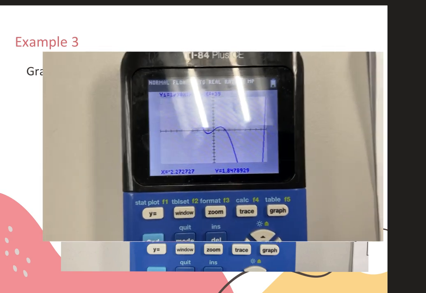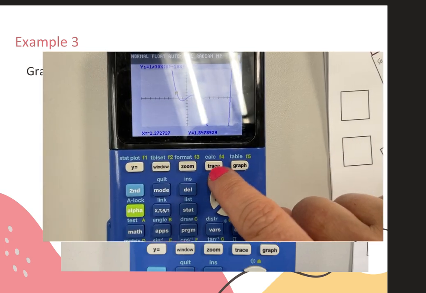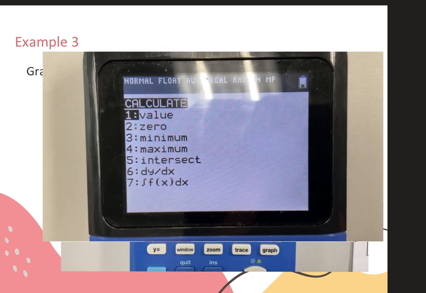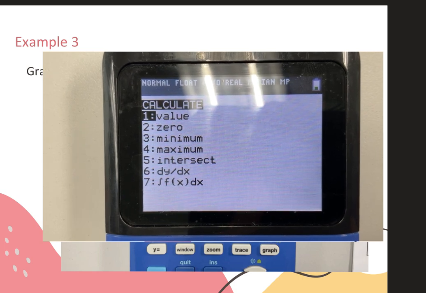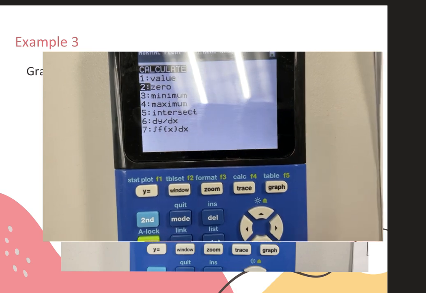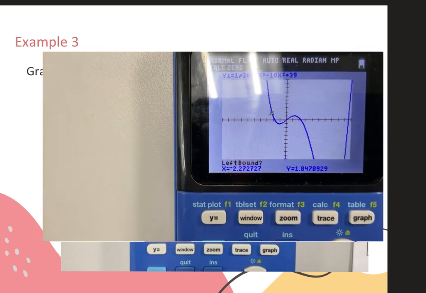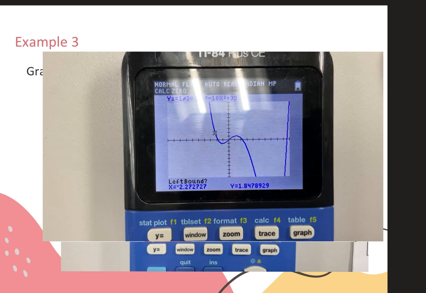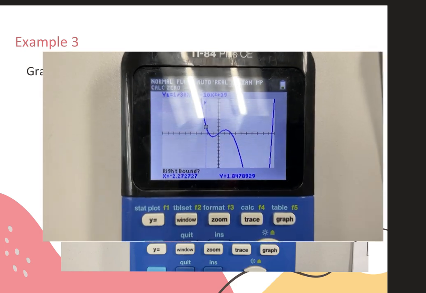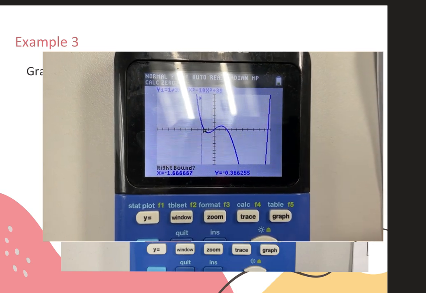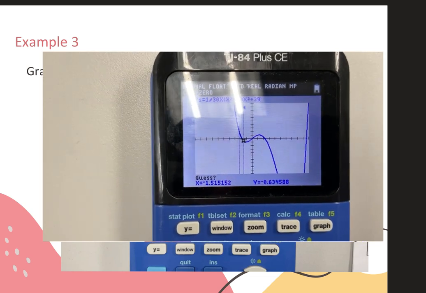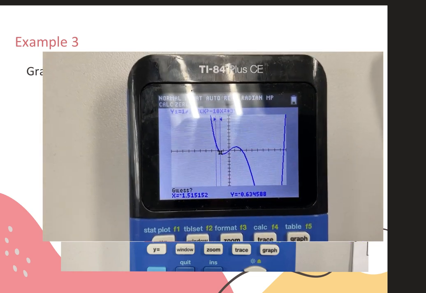The second way to do it, and the best way, is in the menu that's above the trace. So I do second trace, and I get the calculate menu. This is going to become your new best friend, because we're going to do 0, min, max, intersect, all within this chapter. Right now, we want to find a 0, because a 0 is the same thing as an x-intercept. I want to go left of that x-intercept, and I'm there now, so I hit enter. Then it says right bound, so I arrow right until I pass the 0. I'll know because my y changed signs. I hit enter. And then it says guess, and I'm ready for it to guess, so I hit enter.